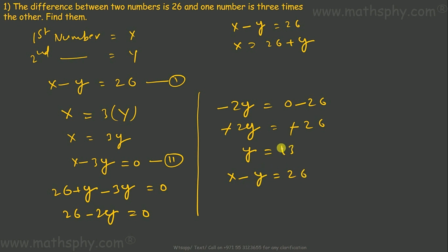Let's replace this y here with 13. So x minus 13 is 26. So x would be 26 plus 13, that is 39. So x is 39 and y is 13. That's the answer here. The difference between them is 26: 39 and 13 have a difference of 26. One number is 3 times the other: 39 is 3 times 13. So x is 39 and y is 13. That's the answer here.